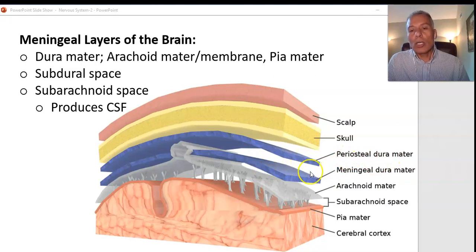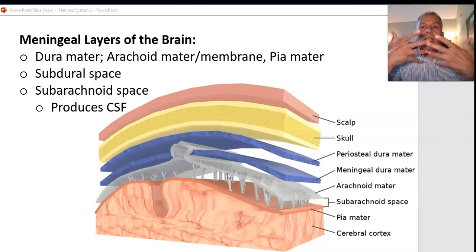Actually, the dura mater consists of two layers, these blue areas; they are part of the dura mater. Again, that's a tough layer right beneath the skull. Beneath that there's a subdural space, and beneath the subdural space is the arachnoid mater, or the arachnoid membrane. The arachnoid, when you look at it closely, has a lot of fibers, and it's almost like a spider's web. This is why it is called the arachnoid. Arachnoid means spider, or spider-like.